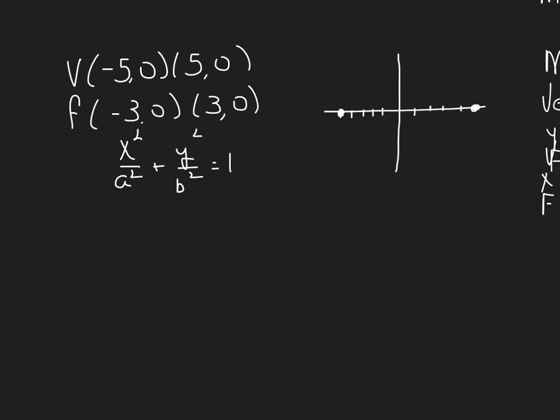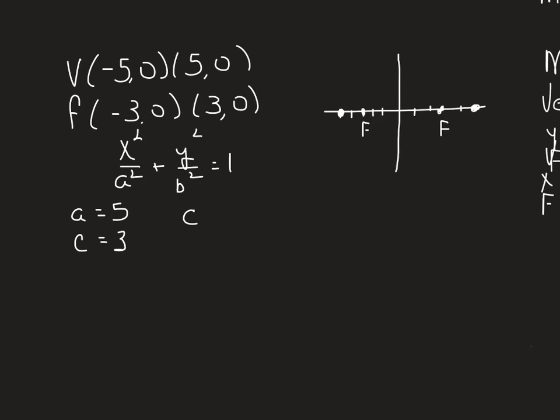equals 1. Okay, so it's often a very good idea for us to sketch things out so we can tell whether we have a horizontal or vertical major axis. All right, because I know that my vertices are (-5, 0) and (5, 0), and this is centered at the origin, I know that a is 5. And since it gives me my foci, I know that c is 3.